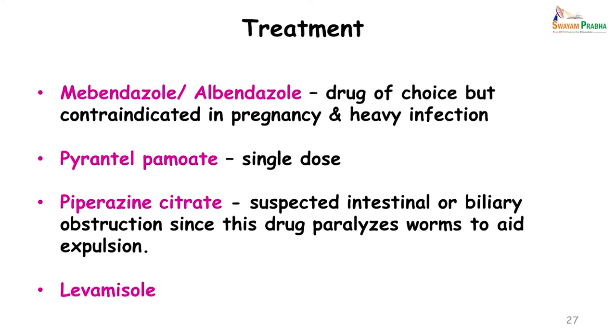Treatment of ascariasis is done with mebendazole or albendazole. These two are the drugs of choice and are usually given in a single dose. However, they are contraindicated in pregnancy and in heavy infections, because when you give them in a heavy infestation, it is likely that it can lead to intestinal obstruction. Pyrantel pamoate or piperazine citrate can also be given to patients. Piperazine citrate has the advantage that the drug paralyzes the worm and aids in its expulsion. The newer drug which can be given is levamisole, but by far mebendazole and albendazole are enough to get rid of the worm.